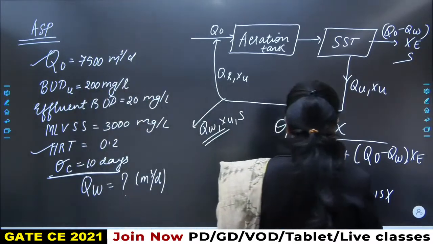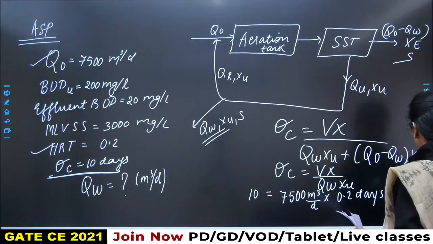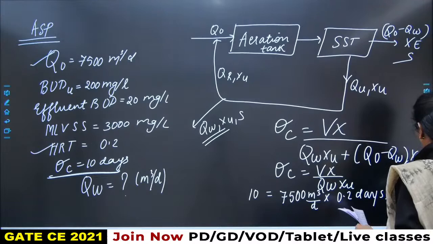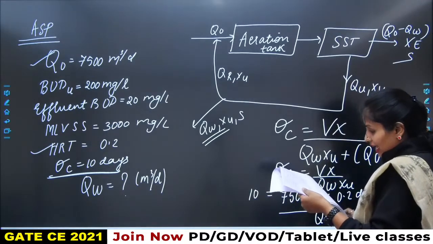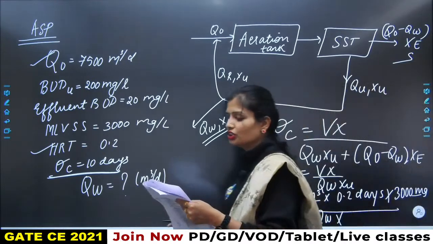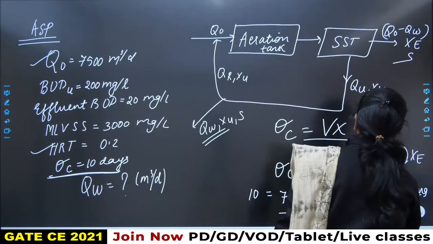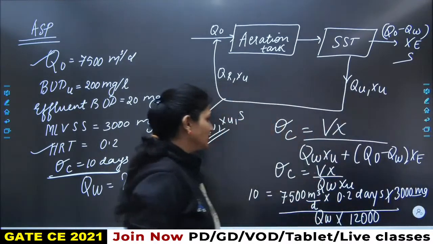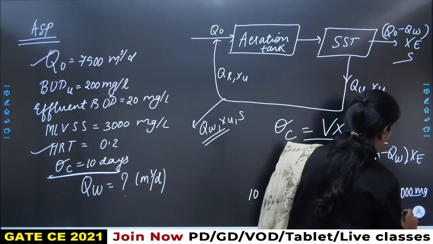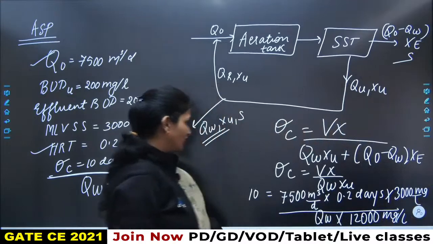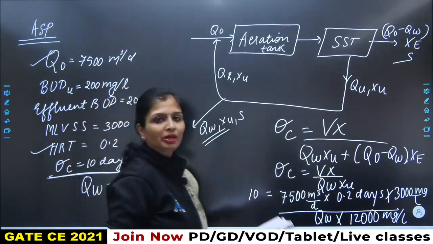Moving further, what is X which is given to you? MLVSS is 3000 mg per liter. QW is something which you have to calculate. XU is also given to you in the question, that is 12,000 mg per liter. You will solve this, and what is only left is QW. You can see the units: mg per liter will get cancelled out, days will get cancelled out, and you will get the answer in meter cube per day.